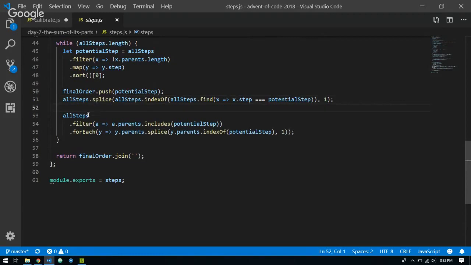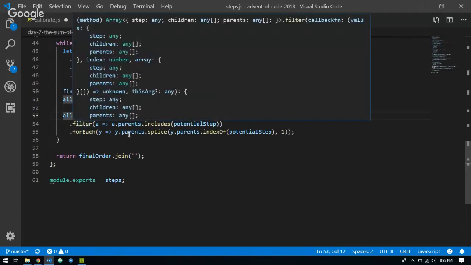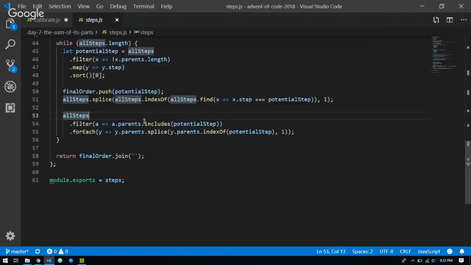And then after I've removed that, I now filter for where the parent includes the potential step. And for each of the ones I've filtered, take the parent's, splice the index of the potential step. Why am I doing it twice?